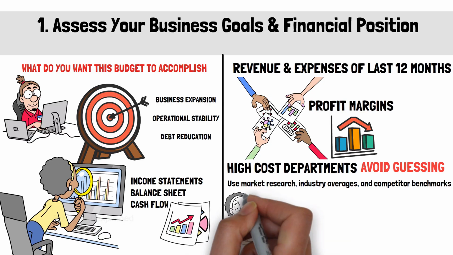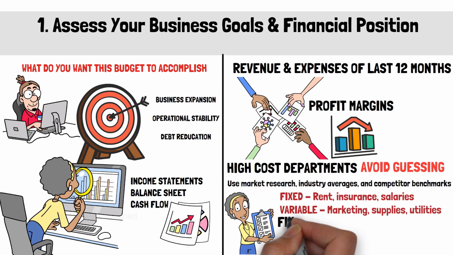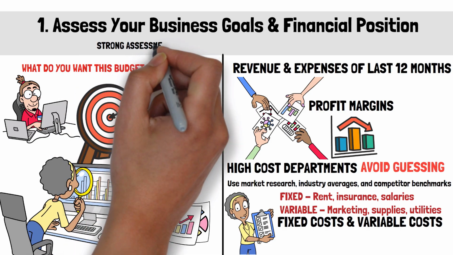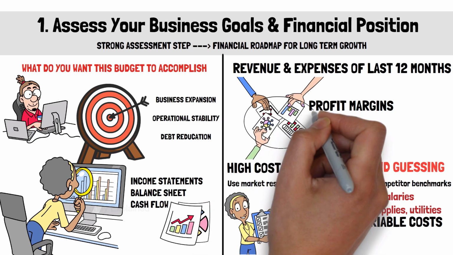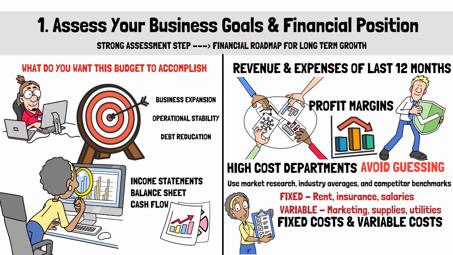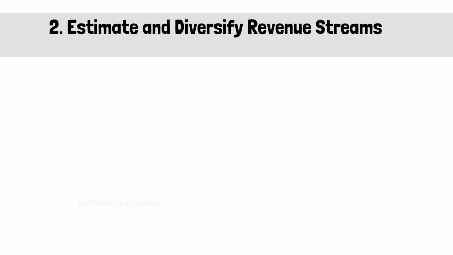Create a clear picture of your fixed costs like rent, insurance, salaries, and variable costs like marketing, supplies, utilities. This baseline allows you to project future needs more accurately. A strong assessment step ensures your budget isn't just a random spreadsheet. It becomes a financial roadmap guiding smarter daily decisions and long-term growth. The better you understand your financial standing now, the more confident you'll be in managing every rupee, dollar, or euro tomorrow.